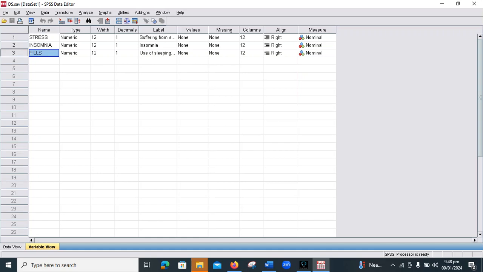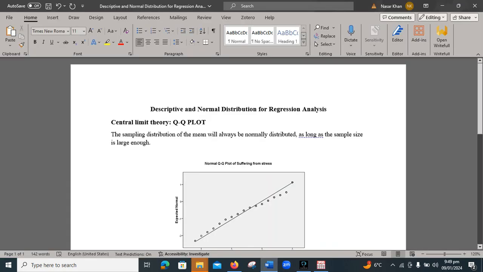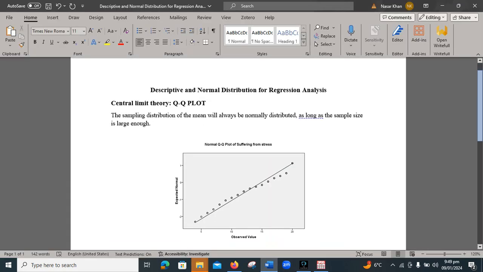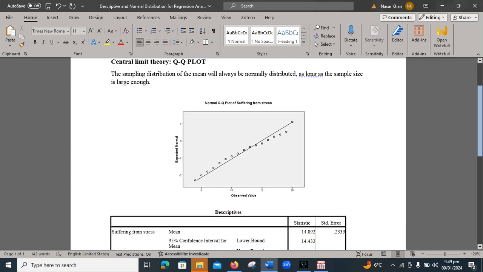But usually there are certain prerequisites for doing regression analysis on variables, which is called the normal distribution for regression. So there are three basic things which we must keep in mind about the normal distribution. You can see it here, descriptive and normal distribution for regression analysis. The first one is central limit theory and Q plot. Okay, so we are going to discuss this in this video.